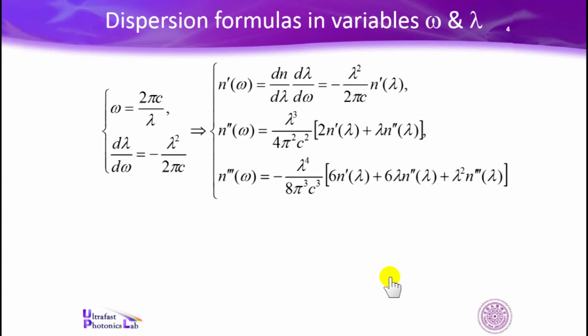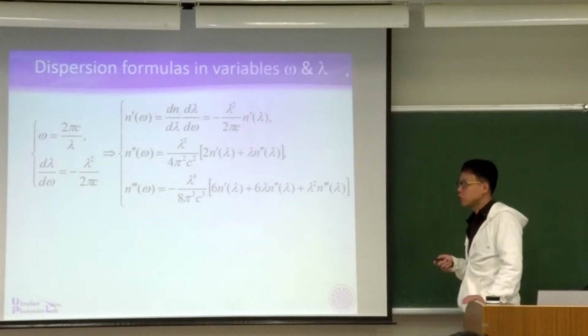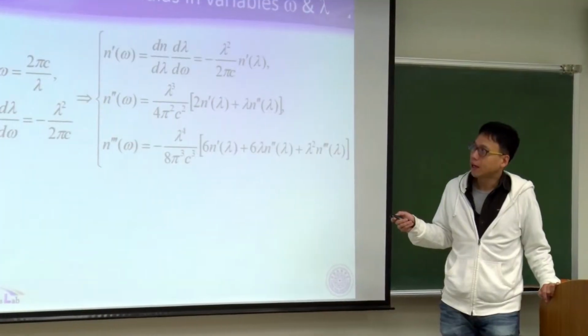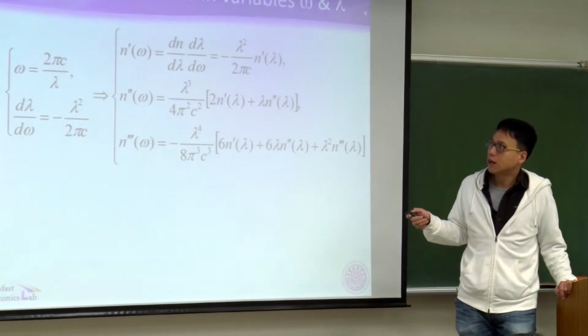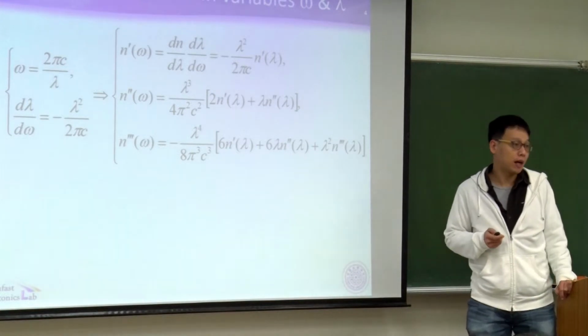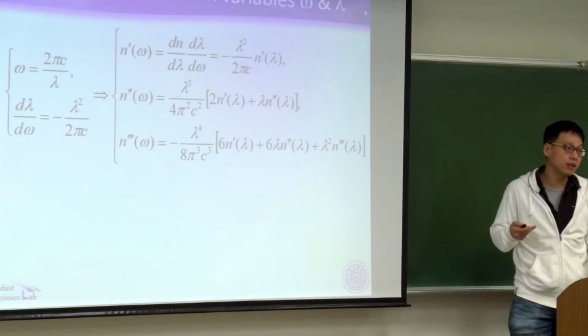And in this slide, I try to demonstrate the dispersion formulas both in the variable omega and the variable lambda. The relation between omega and lambda is shown here. Omega is angular frequency, which is 2 pi times non-angular frequency f, or nu, right? And we also know the formula: frequency f equals light speed c over wavelength lambda. So omega and lambda are related in this nonlinear relation.